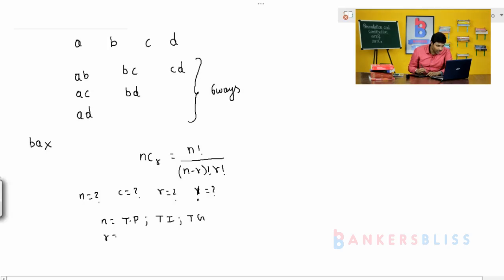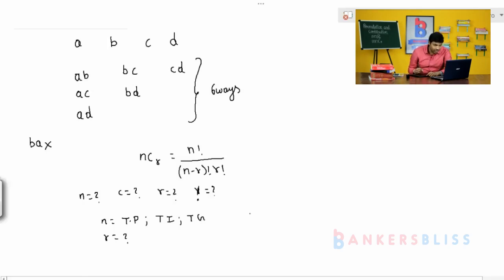Next, what do you mean by r? r means how many items we are selecting. Among 4, if I want to select 2, then r is equal to 2. Among 8, if I want to select 5, then r is equal to 5. Among 7, if I want to select 1, then r is equal to 1. So r means how many items you are selecting.